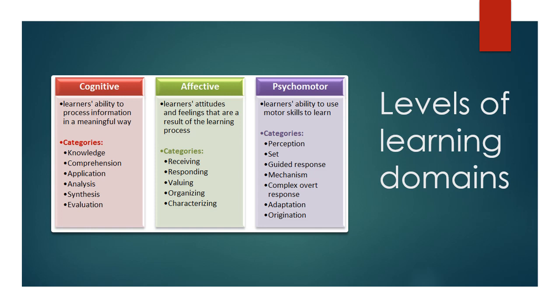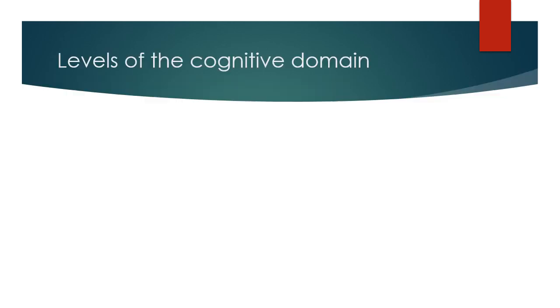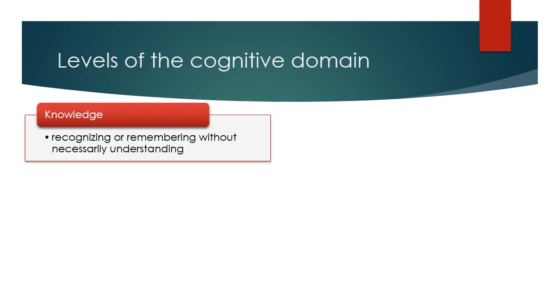I am not going to talk about the affective and the psychomotor skills because my course is only mapped to the cognitive domain. So in the slides to follow, I will focus on the cognitive domain. Now let me talk about levels of the cognitive domain. The first level is knowledge, recognizing or remembering without necessarily understanding.